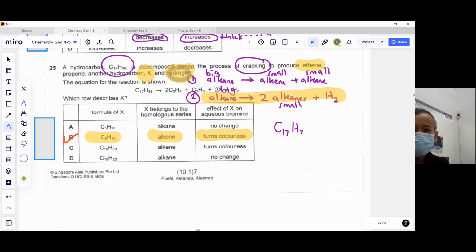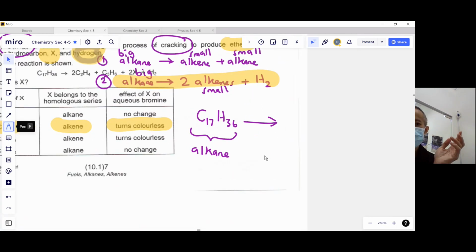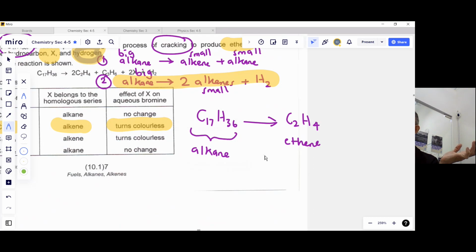C17H36. Is this an alkane? Yeah, it is, because it fits the general formula for alkane. Then you crack it. What do you get? You get ethene, which you have to remember the formula. This is ethene. What does the question tell you? You get propene. What's the formula for propene? Hannah, can you remember? Propene, C3H6. Yes. Good.